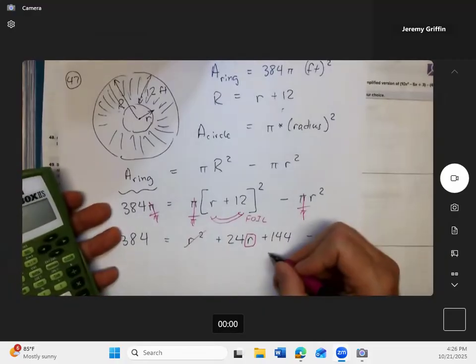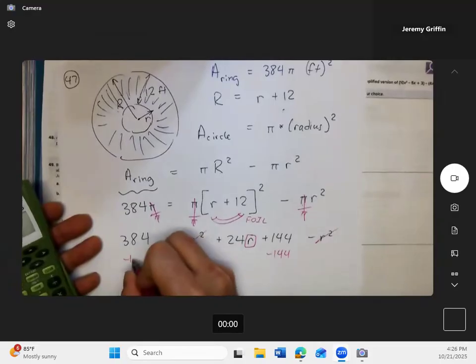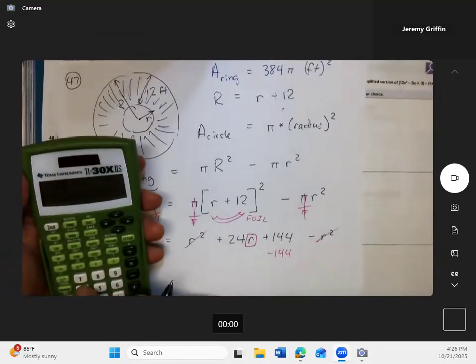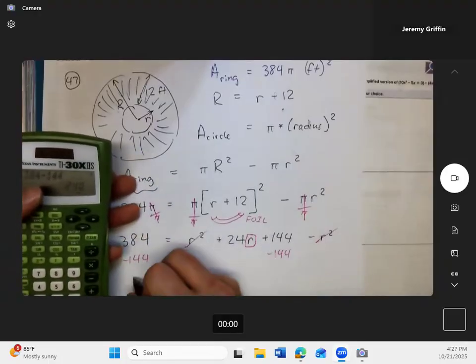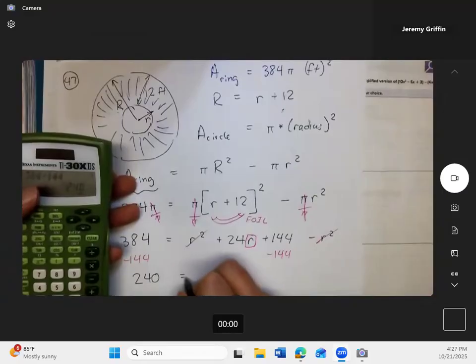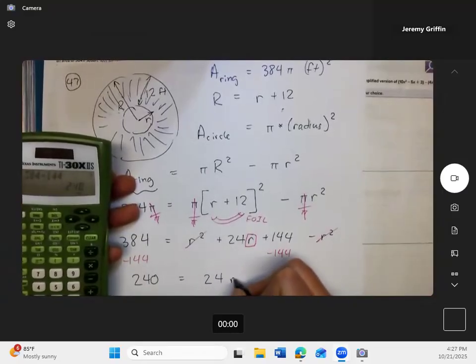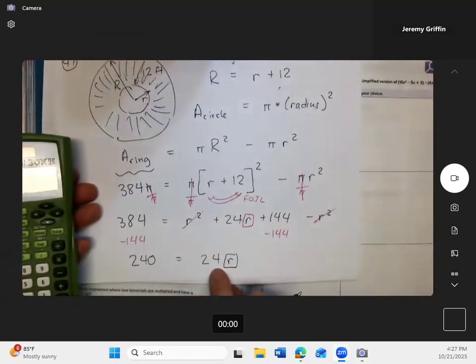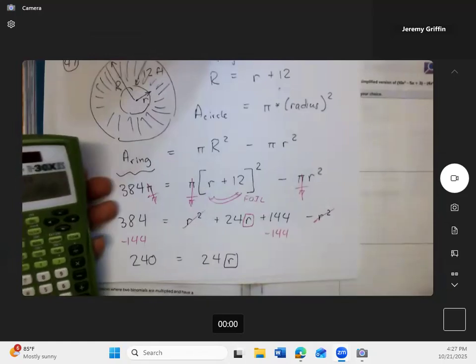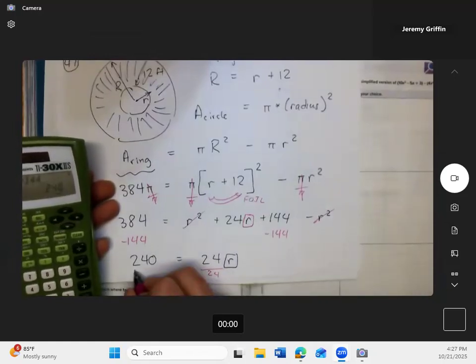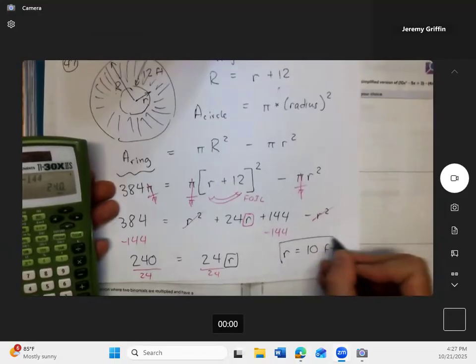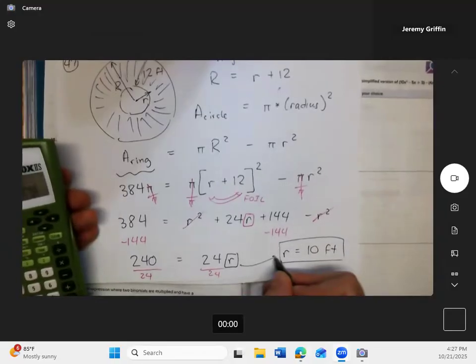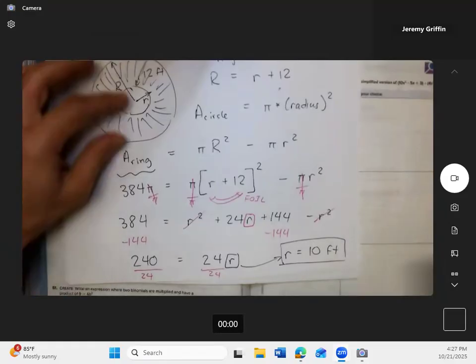So subtract off 144. Here, I'm going to write that. Minus 144, minus 144. What is 384 minus 144? That is 240. So 240 equals 24r. Oh, look at that. How nice is that? Divide both sides by 24. Do that to both sides, balance the equation. I'm getting the little radius is equal to 10. And remember, this is in units of feet. So there you go, they're solved. The small radius is 10.